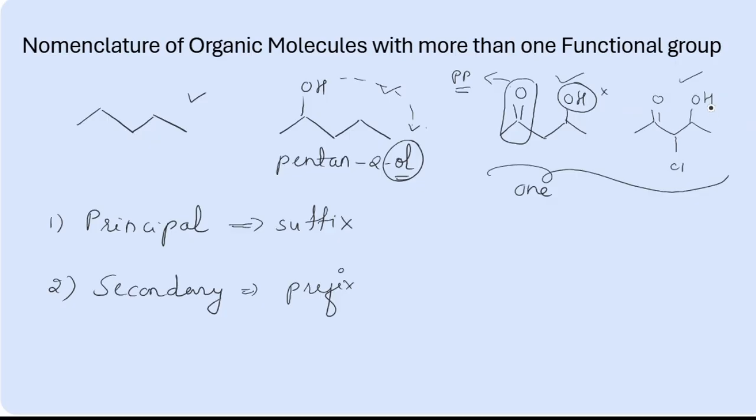What if there are more such secondary functional groups? Very simple. You have to give the priority according to their alphabets. Here it is chloro, here it is hydroxy. That means the chloro must be written first because of the alphabetical priority. So students, remember, the principal functional group is the one which will decide what must be the suffix, and secondary groups must be written as prefixes, and if there are multiple, always arrange them according to alphabetical priority.